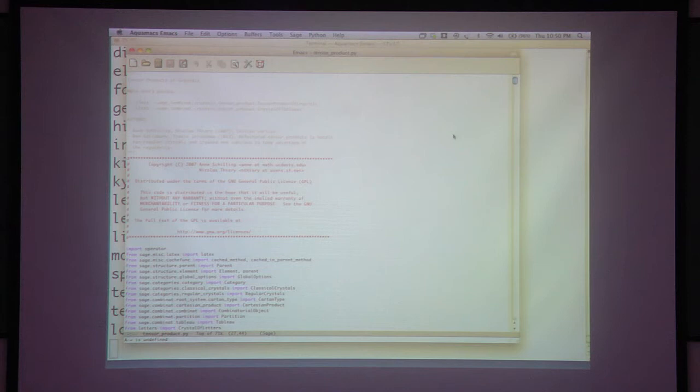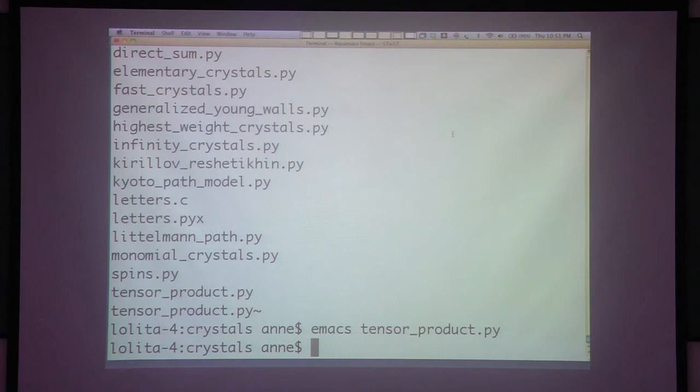So now what I want to do is change the code, right? Because at some point in your life, you might want to implement something on your own, or you find a bug and you want to fix the bug. So you want to know how to change stuff. If you just edit this file, tensor product, and you mess it up, let's say, that's kind of scary. Then Sage wouldn't work anymore, and then you freak out.